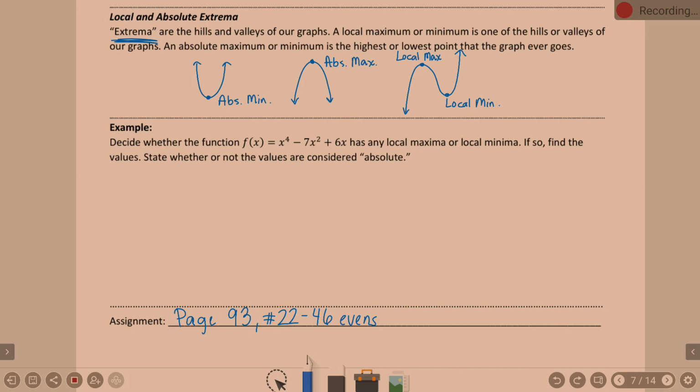What was your question? It wouldn't just be like where the graph cuts off, so like where the arrow is? No, because when you're looking at the calculator, the graph doesn't just cut off there. The ones you will see, and we can put this one on the calculator real quick: decide whether the function has any local maxima, local minima. If so, find the values. State whether or not the values are considered absolute.